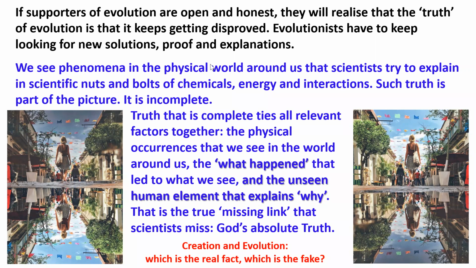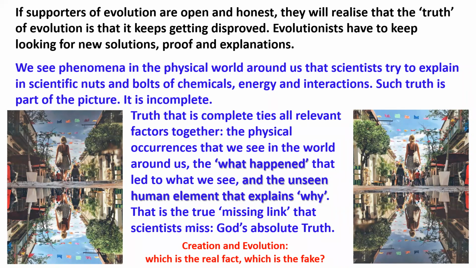We see phenomena in the physical world around us that scientists try to explain in scientific nuts and bolts. So they say, this chemical took place, changes, or this energy formed here, there, and all the interactions. Even though it can be true, right? Such truth is only part of the picture. It is incomplete because you're just looking at technical things. Yeah. But beyond the technical things, truth that is complete ties all the relevant factors together.